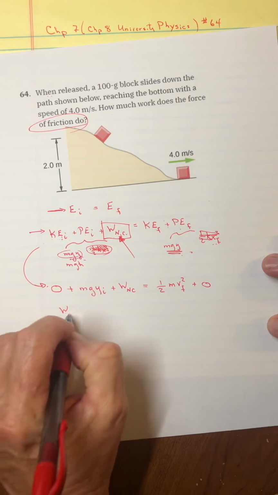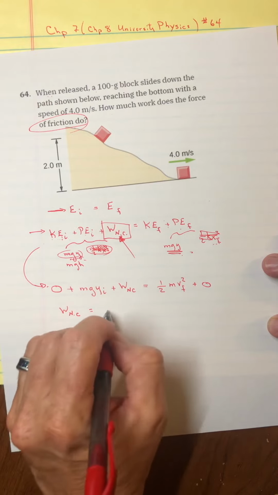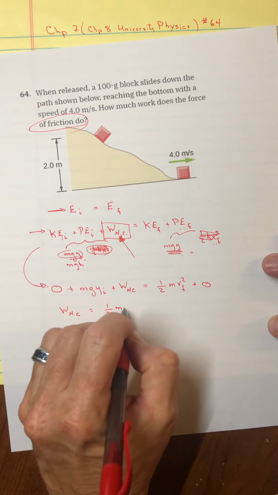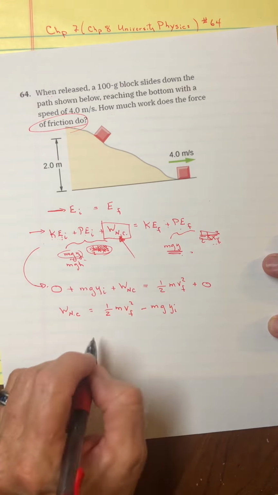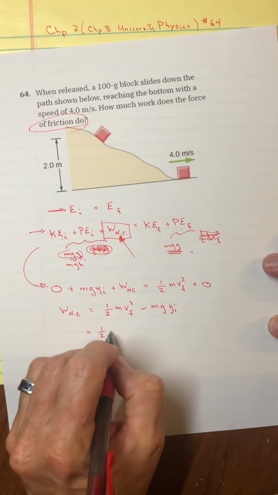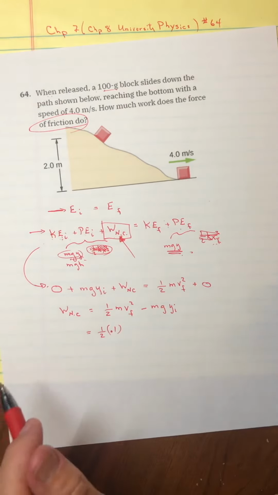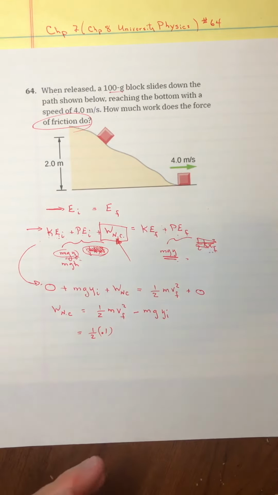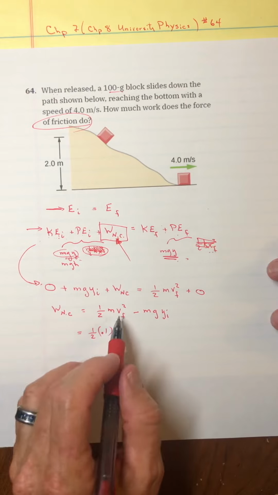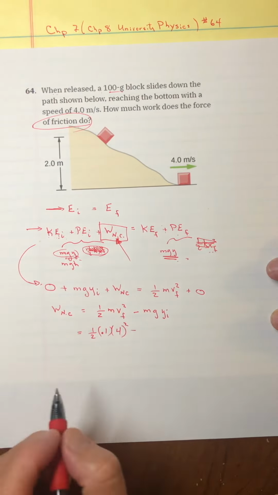So this just means that the work done by the non-conservative force would be 1/2 mv final squared minus mgy initial. So if I put these in, I have a 1/2. The mass is 1/10 of a kilogram. Watch your units. I say 100 grams, but remember, energy is measured in joules, and joules has buried inside of it things like kilograms, meters, and seconds. So I'm going to put it in kilograms. Again, the speed at the bottom is 4 meters per second. So again, putting it in kilograms and meters per second, this is all a joule.